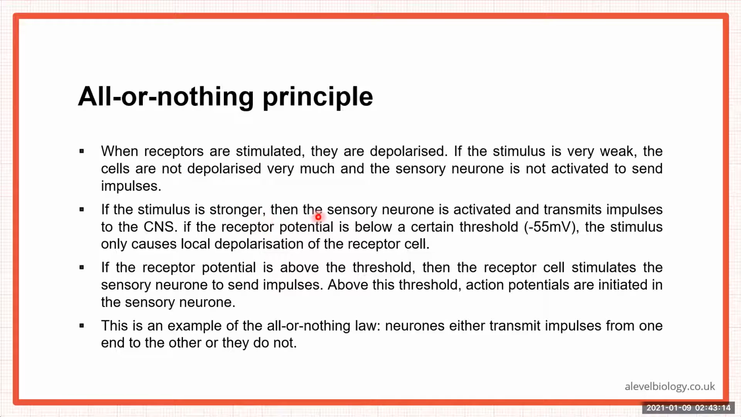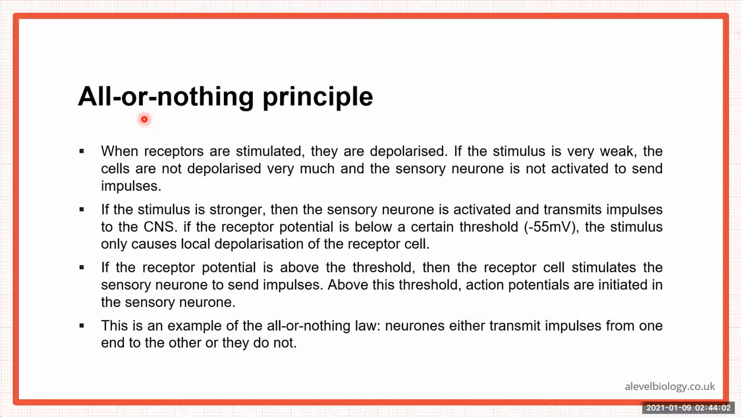If the stimulus is stronger, the sensory neuron will be activated. It will transmit impulses to the central nervous system. But remember, it has to actually cross this threshold, which is minus 55 millivolts. Only then will local depolarization of the receptor cell happen. If the receptor potential is above this threshold, the receptor cell will stimulate the sensory neuron to send the impulses. Above this threshold, action potentials are initiated in the sensory neurons. This is what we call the all or nothing principle. Below this threshold, they will never happen. All or nothing means either they will happen, so the stimulus has to be strong enough, or they will not happen at all.